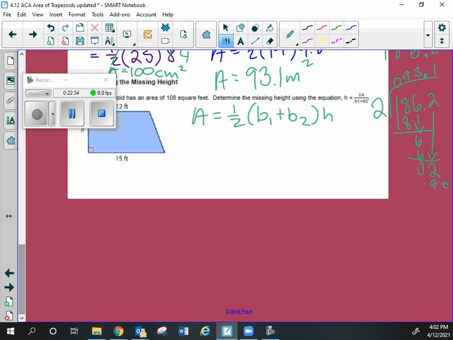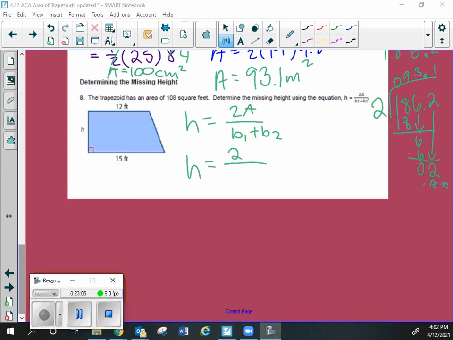Determine the missing height using that equation. Eight is equal to two A over B1 plus B2. The letters are the same thing: A is area, base one and base two, right there. Let's substitute in our values, I'm looking for the height. I'm going to put two times the area. What is the area in this one?